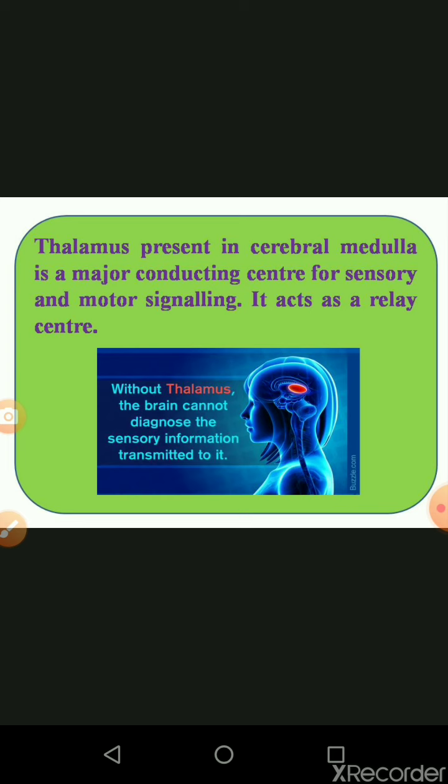The next one we are seeing is the thalamus, indicated on this diagram. Without the thalamus, the brain cannot receive the sensory information transmitted to it. That means the thalamus is the relay center for the sensory organs. Without the sensory organs, we cannot do any kind of activity.